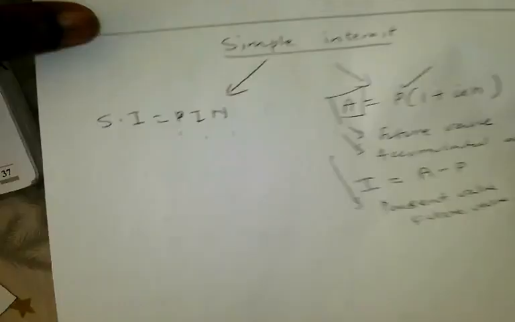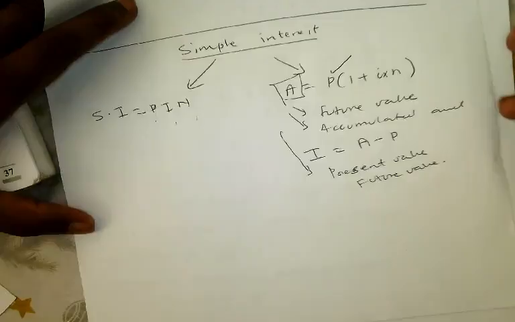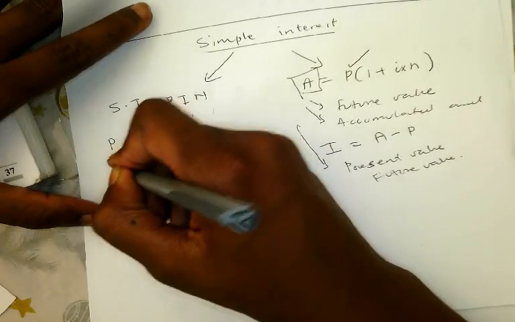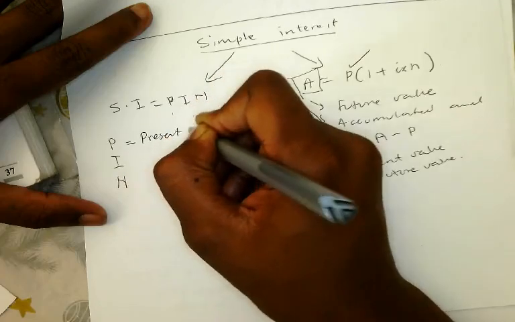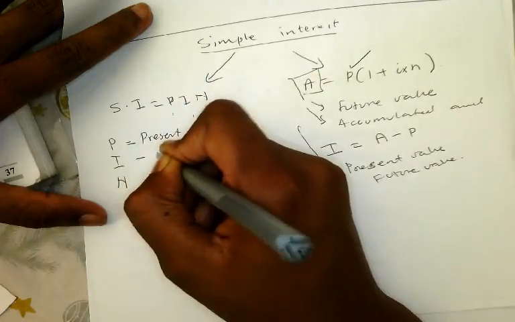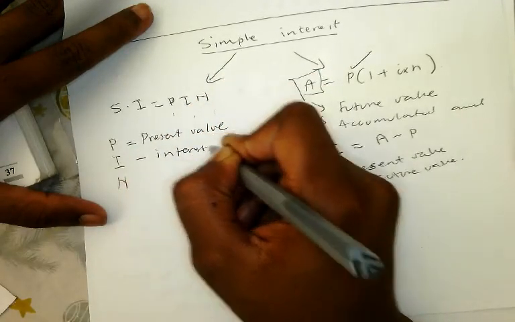Let's do some questions. So let's label what is what here. We call this the PIN formula. P will stand for your present value. I will stand for your interest rate. And then N will stand for the number of periods.